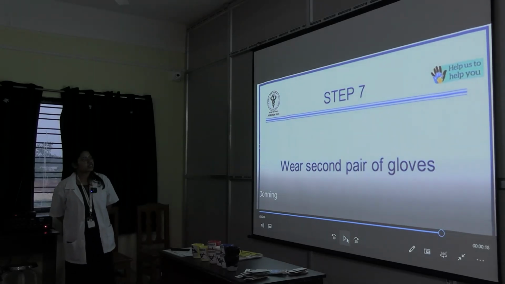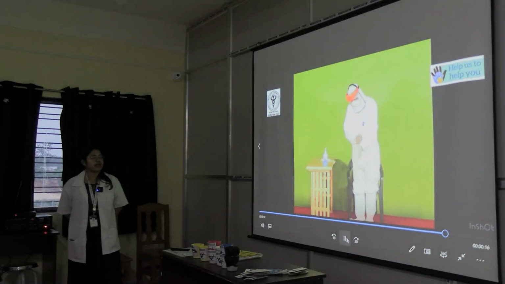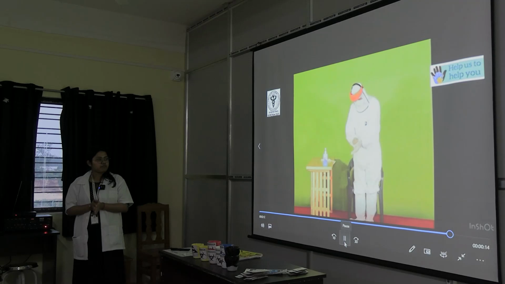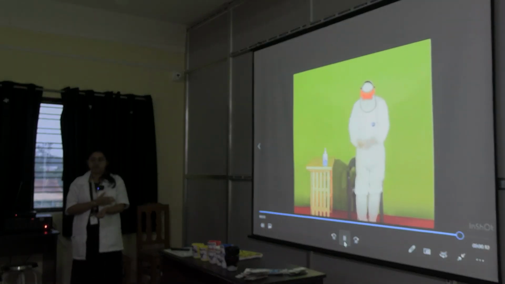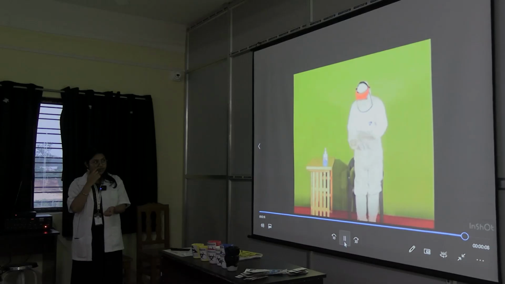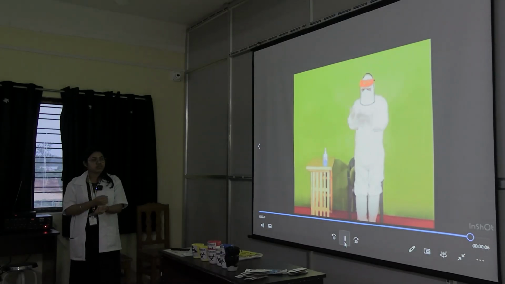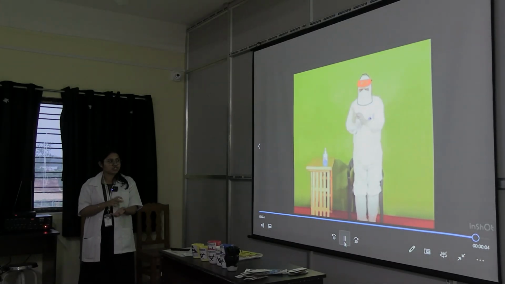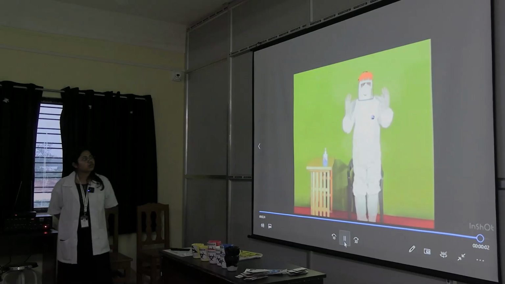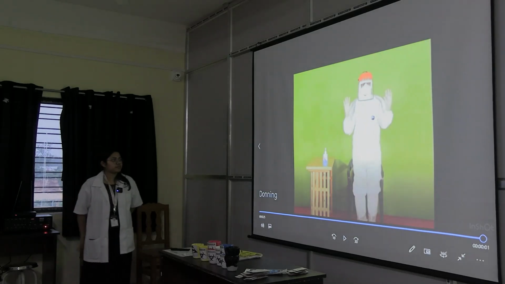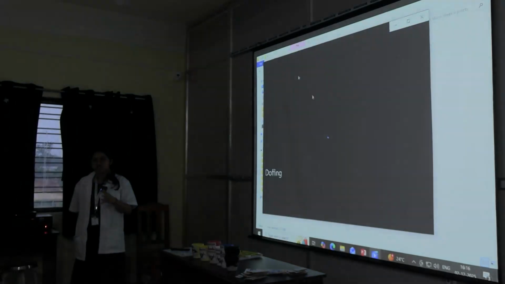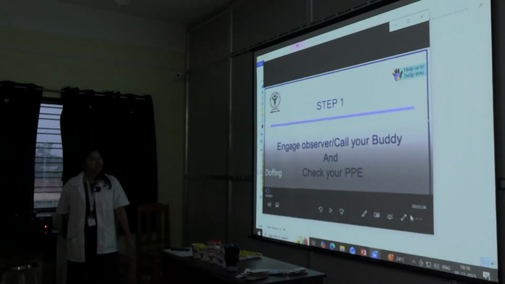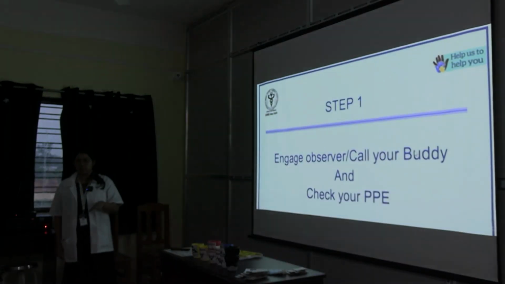Now lastly, he is wearing the second pair of gloves, and while wearing the second pair of gloves, you should try to pull it up to your forearm so that it covers your sleeve cuffs as much as possible. Okay, so now he is ready to go inside the COVID ward, and now we will be seeing the Doffing.